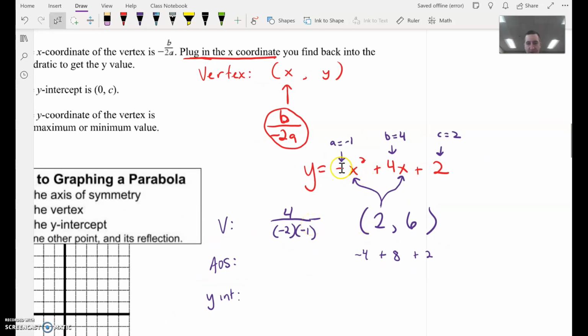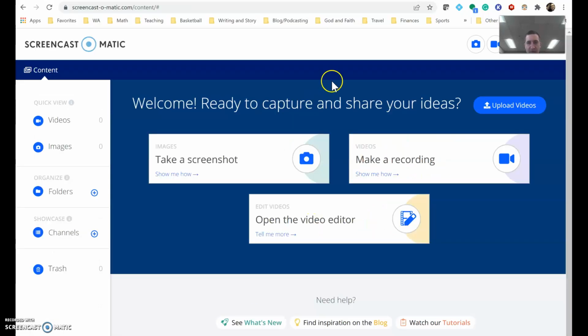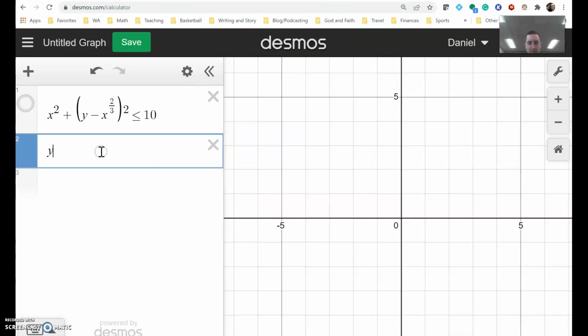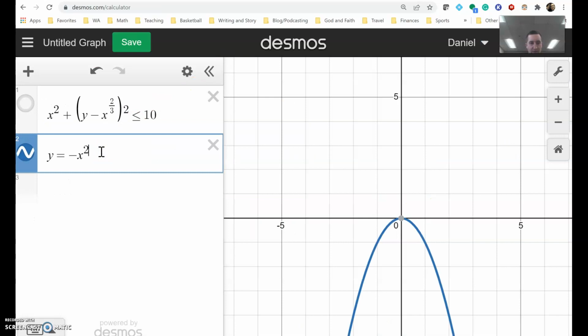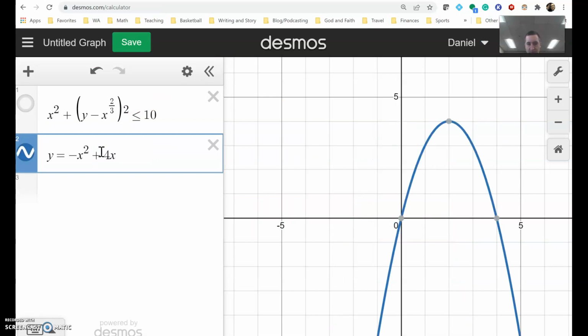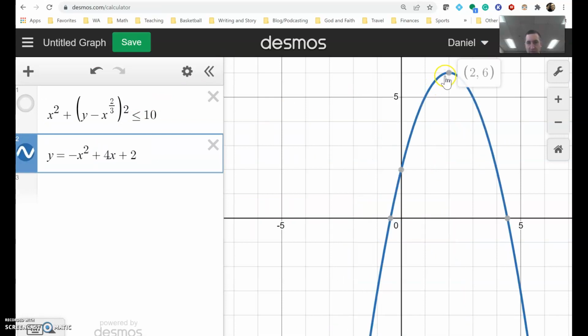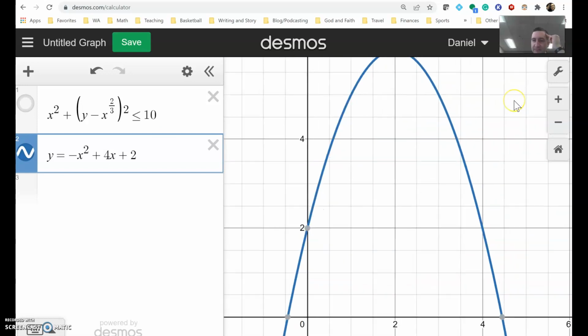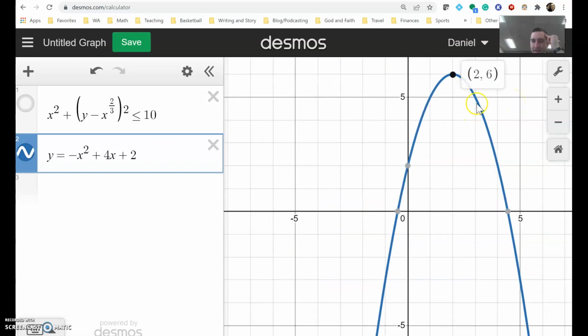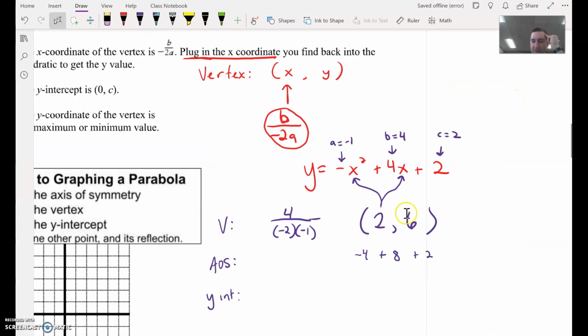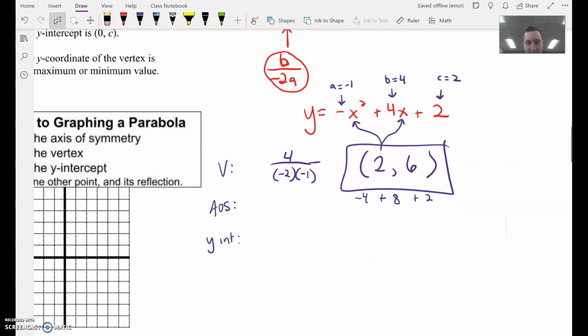Let's go check it. Negative x squared plus 4x plus 2. There it is, the vertex is at 2, 6. That's what our algebra told us, 2, 6, right here. We didn't even need to look at the graph for it. Okay? So we know the vertex.